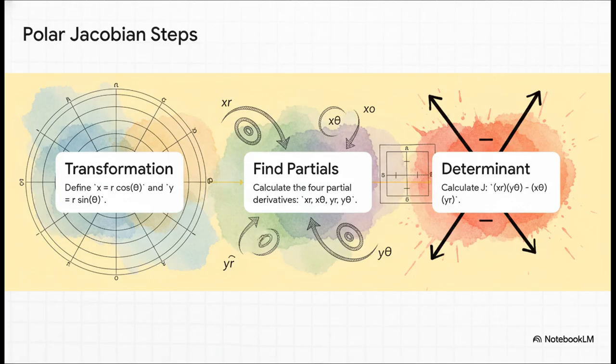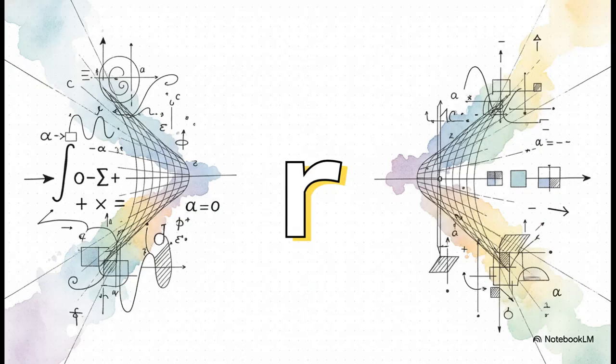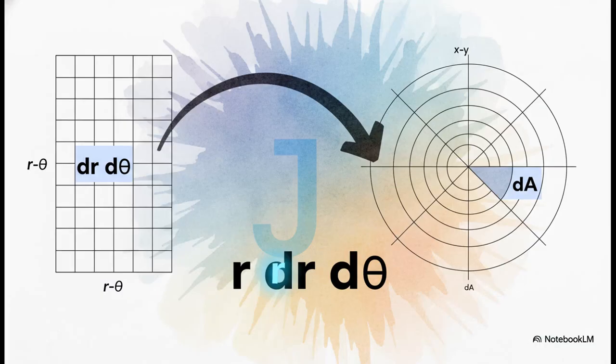Easy enough. So we take all our partial derivatives, we plug them in, and we do the determinant calculation. You get cos theta times r cos theta minus negative r sine theta times sine theta. That all simplifies down to r cos squared theta plus r sine squared theta. And thanks to our old friend, the Pythagorean identity, that entire thing beautifully collapses down to just r. And boom, there it is, the big aha moment.